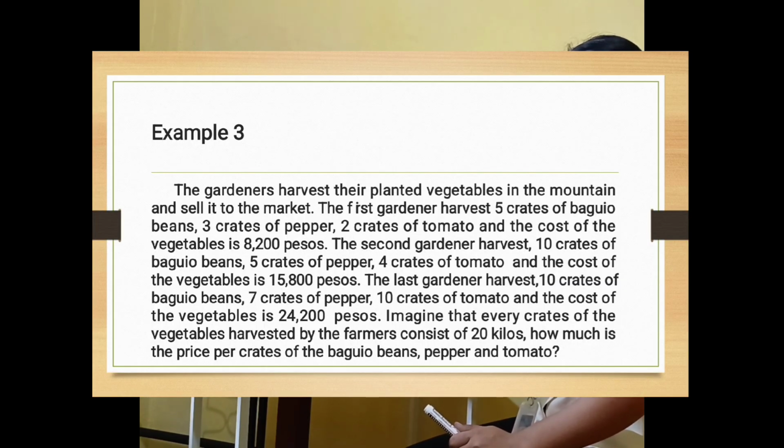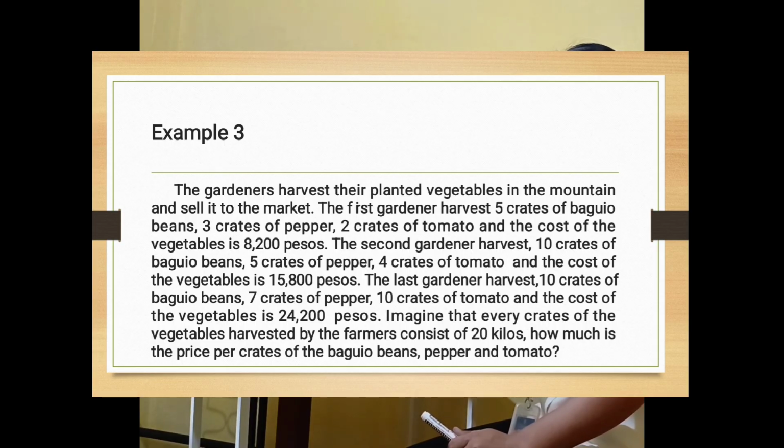the gardeners harvest their planted vegetables in the mountain and sell it to the market. The first gardener harvests 5 crates of bagu beans, 3 crates of pepper, 2 crates of tomato, and the cost of the vegetable is 8,200 pesos. The second gardener harvests 10 crates of bagu beans, 5 crates of pepper, 4 crates of tomato and the cost of the vegetables is equal to 15,800 pesos.